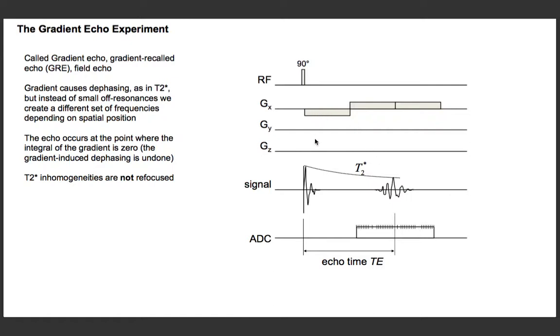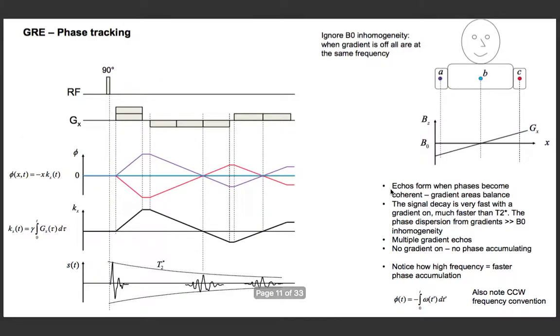Putting this gradient on knocks that signal way down, and then setting it to 0 has it refocus back here and cause this echo to appear, which is the gradient echo. Let me go into this in a little more detail on the next couple of slides. This is using phase tracking, like we did a little bit in the spin echo, to understand what's happening with gradient echoes as well.